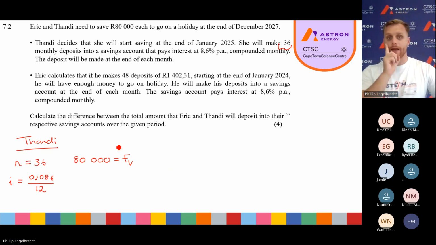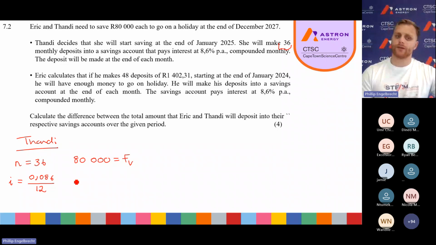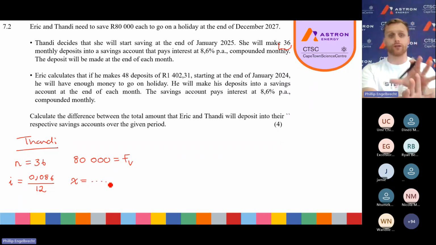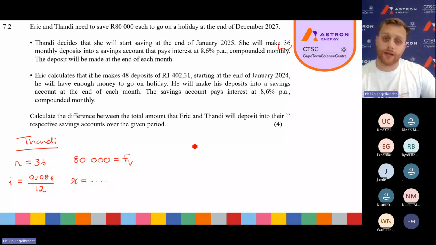Now, what I'm missing is my monthly deposits, which is X. I don't know what I need to do for the question yet. I'm just writing down the information that they have given me. Let's look at Eric.